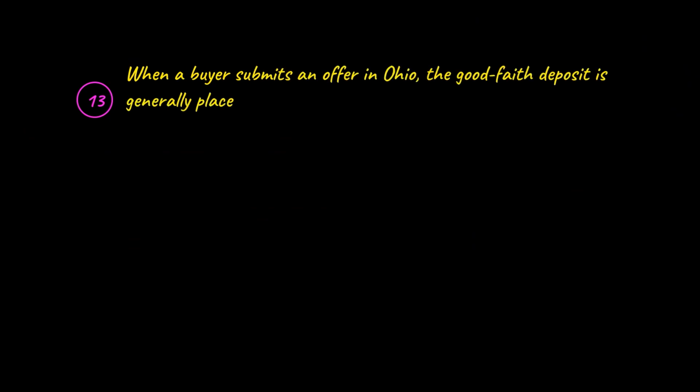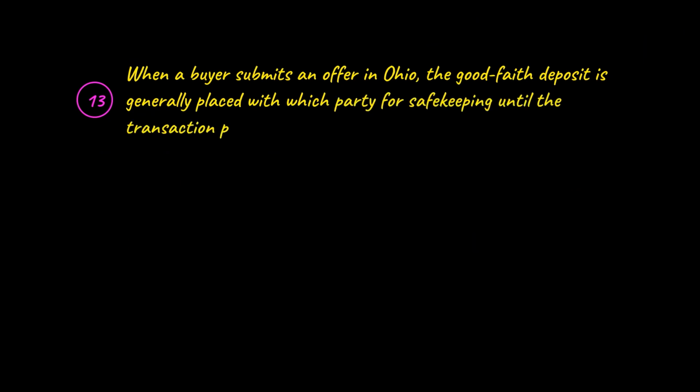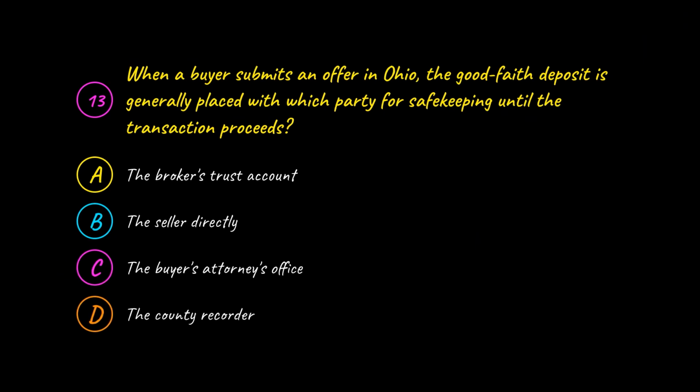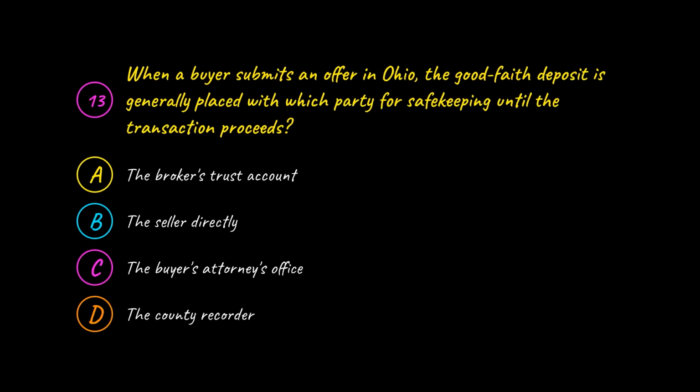Question 13. When a buyer submits an offer in Ohio, the good faith deposit is generally placed with which party for safekeeping until the transaction proceeds? Your options are A. The broker's trust account, B. The seller directly, C. The buyer's attorney's office, D. The county recorder. Pick one. Trust your gut. Here's your chance to test yourself.